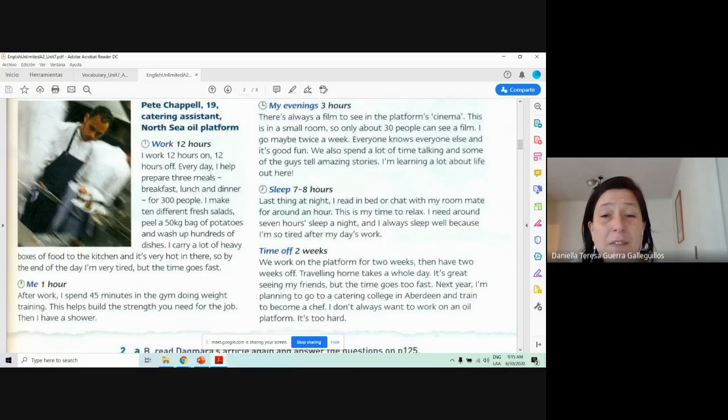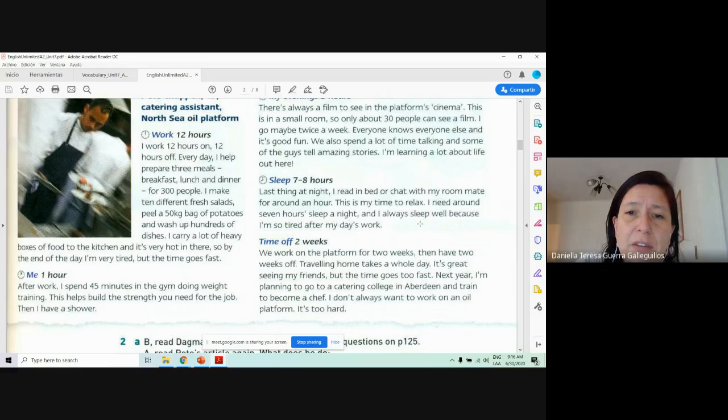Sleep, 7 to 8 hours. Last thing at night, I read in bed or chat with my roommate for around an hour. This is my time to relax. I need around 7 hours of sleep at night. And I also sleep well because I'm so tired after my day's work.